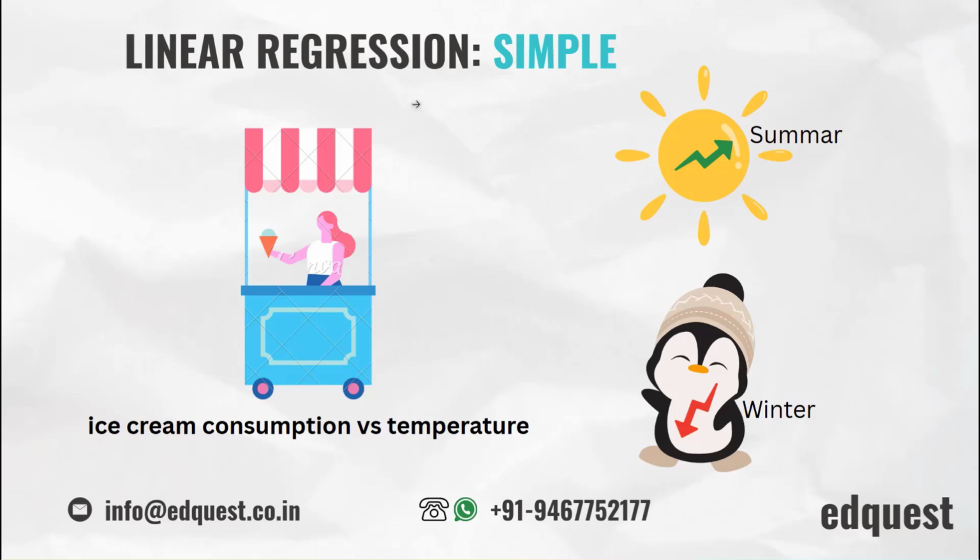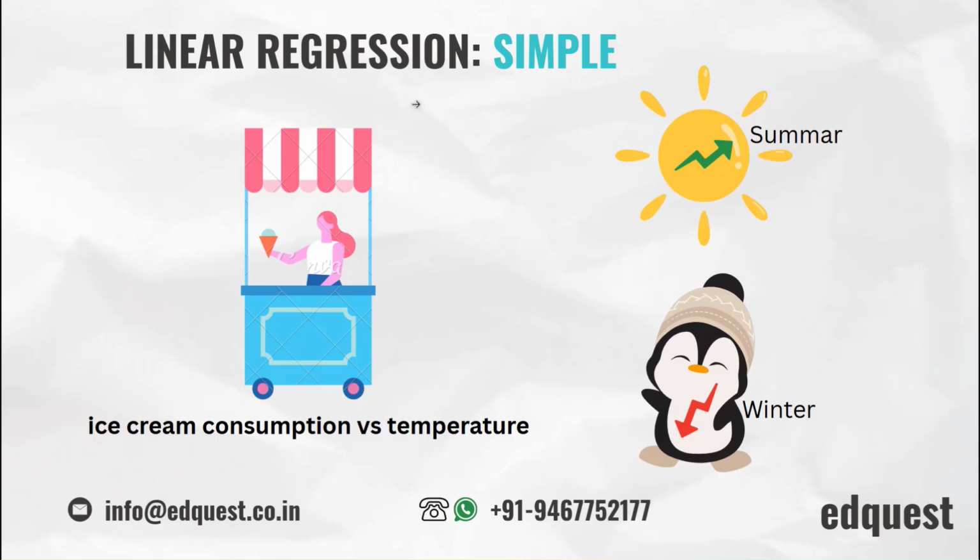Hey everyone, let's understand simple linear regression with a super relatable example: ice cream consumption versus temperature. Imagine this: on hot days, people eat more ice cream, on cold days, not so much. There's a clear pattern: as the temperature goes up, ice cream sales also go up. This is where simple linear regression helps. It draws a straight line through your data points to show this relationship.